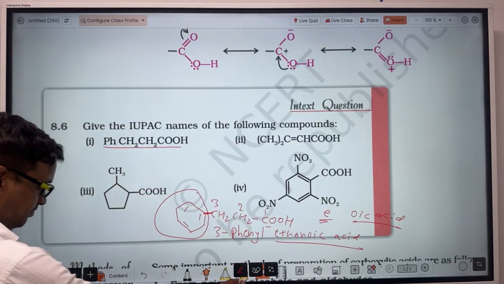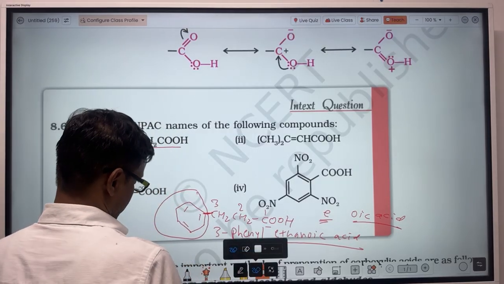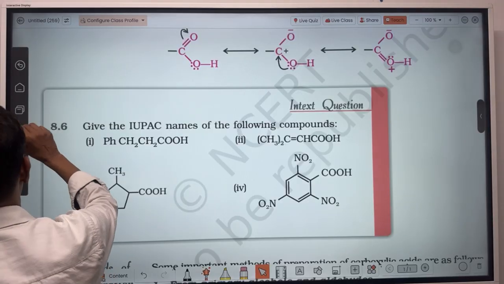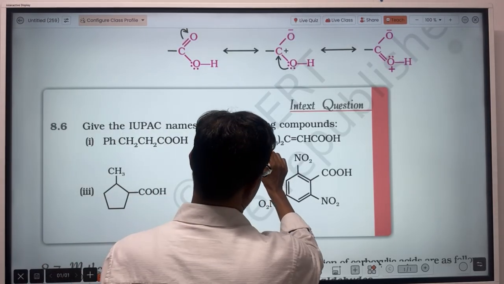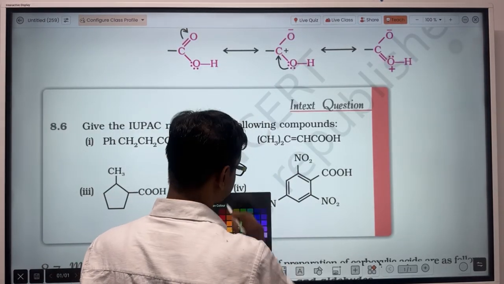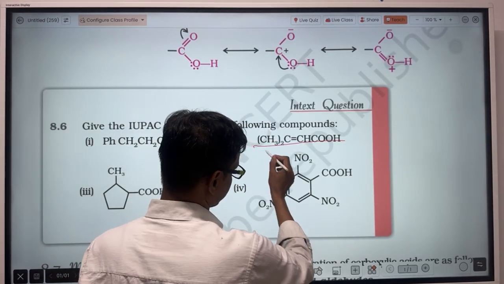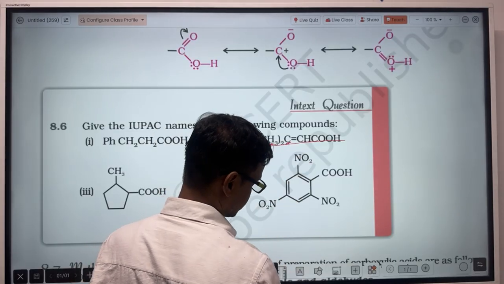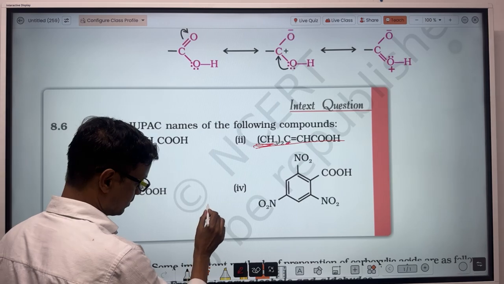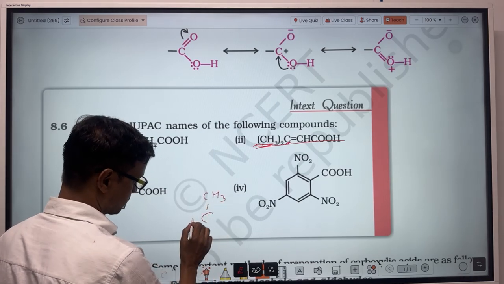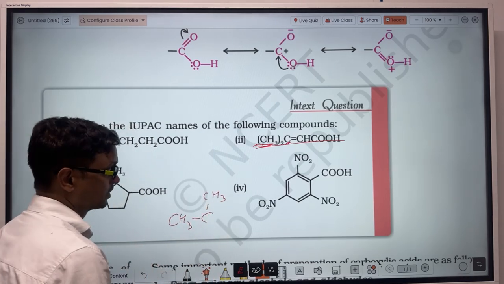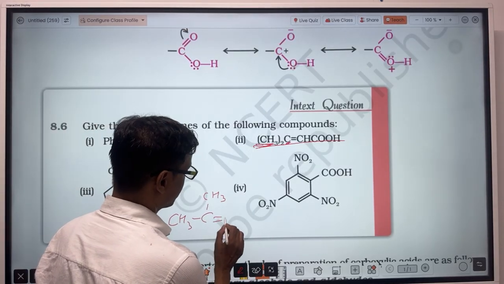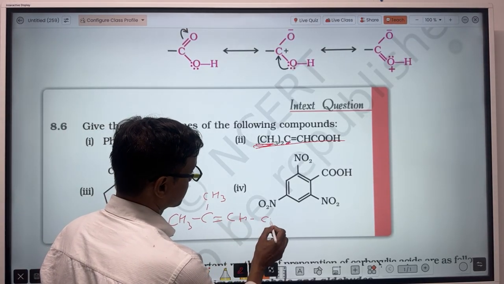Now the second question. Let's see the second question about that. This one. Here CH3 twice, that means a 2-methyl group is bonded to this carbon atom. So take this carbon here, the 2-methyl group bonded. So this one, and here this one. So 2-methyl group. Then after here it is double bond formation, CH-COH.